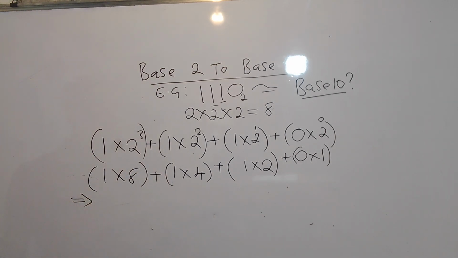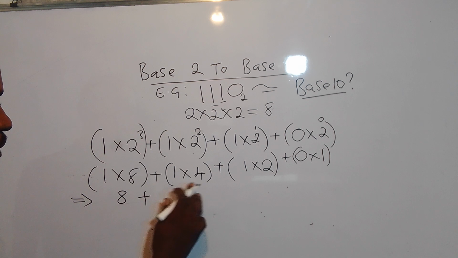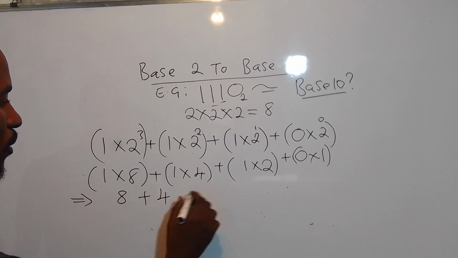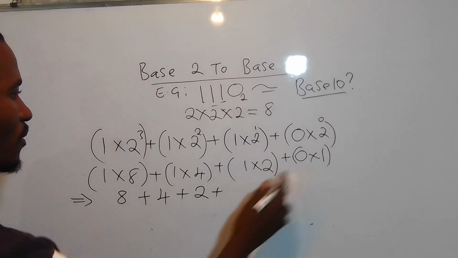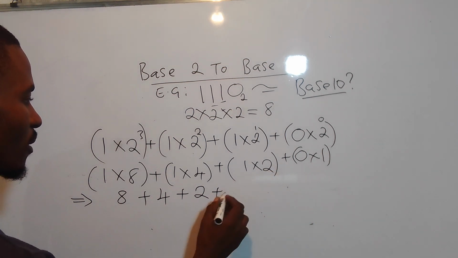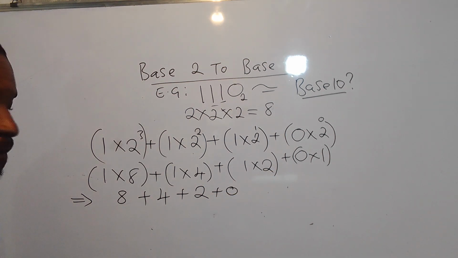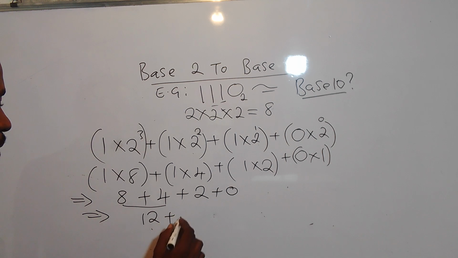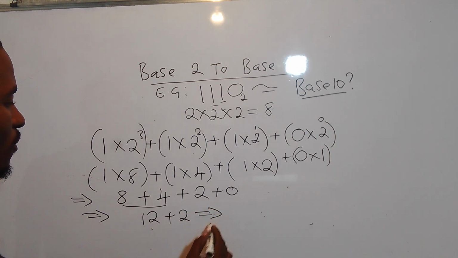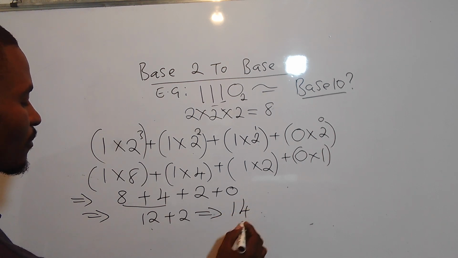So what is going to happen now is that we say 1 times 8 is 8, plus 1 times 4 is 4, plus 1 times 2 is 2, 0 times 1 is 0. So now this is 12, plus 2, and this is going to give us 14.